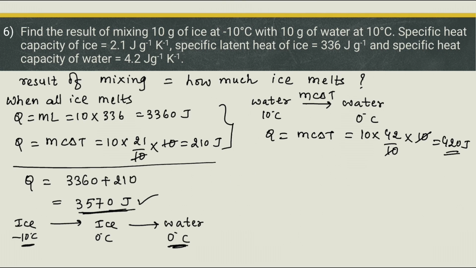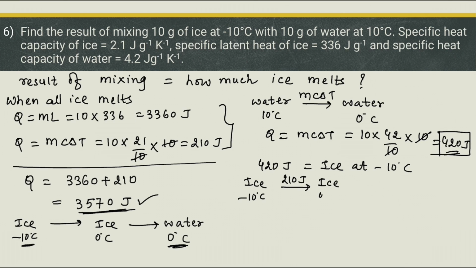Whereas water at 10 degrees Celsius is capable to release only 420 joule energy, and the temperature decreases by 10 degrees Celsius. Okay, so of course, by absorption of this much heat energy, all ice does not melt, only certain quantity melts. So 420 joule heat energy is absorbed by ice at minus 10 degrees Celsius. So ice which is at minus 10 degrees Celsius first will absorb 210 joule energy to increase the temperature up to 0 degrees Celsius, and then ice will convert into water at 0 degrees Celsius.